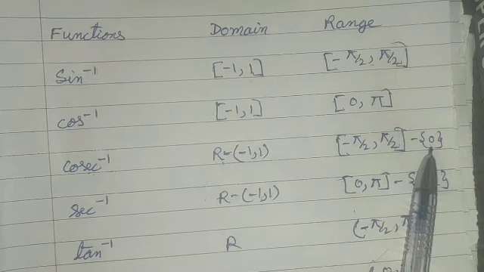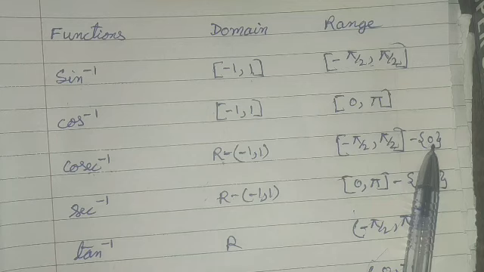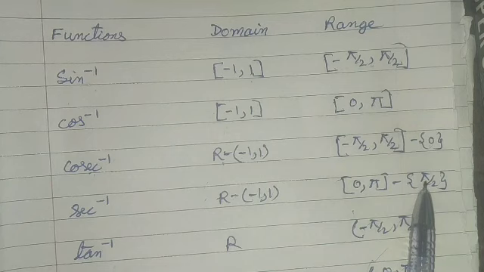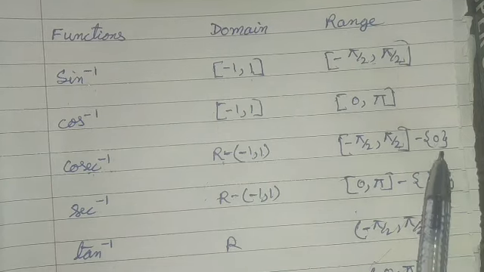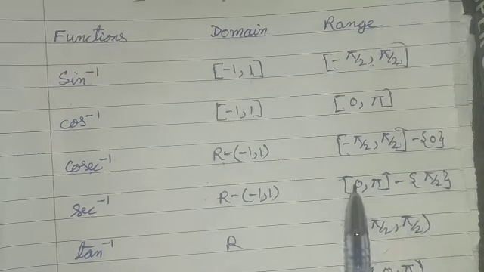Now why are we excluding 0 here? Because cosec 0 is not defined, and here sec pi by 2 is also not defined. Therefore these two values will not be included in the range of these.